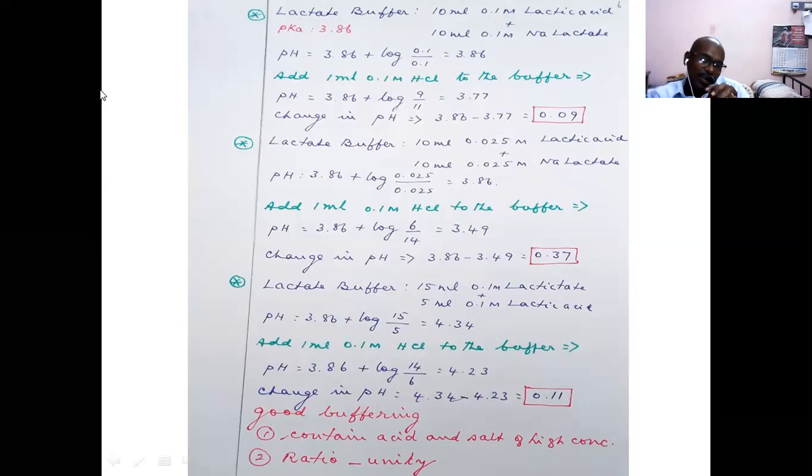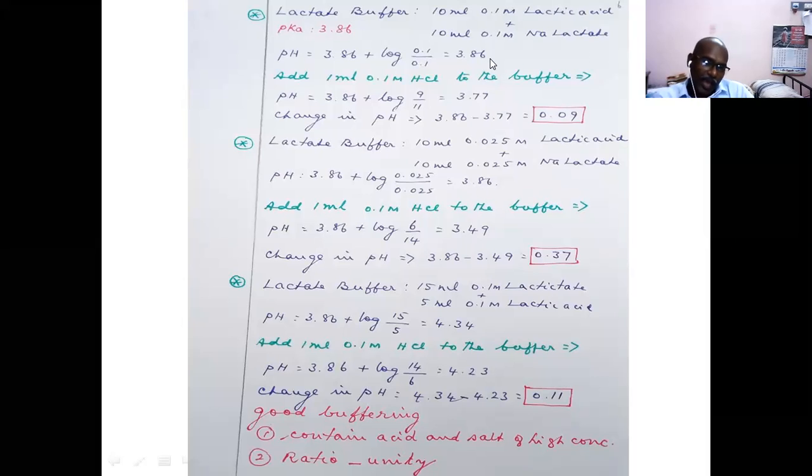So according to the Henderson-Hasselbalch equation, the pH of the buffer is 3.86 plus log salt concentration by acid concentration. Actually, both you have taken as 10 ml, 10 ml. Therefore, 0.1 divided by 0.1, the volume factor of 10 is not shown here. So this is the concentration. Equal volume is taken. So log 0.1 by 0.1 will become log 1, which is 0. Therefore, the pH of the buffer is 3.86.